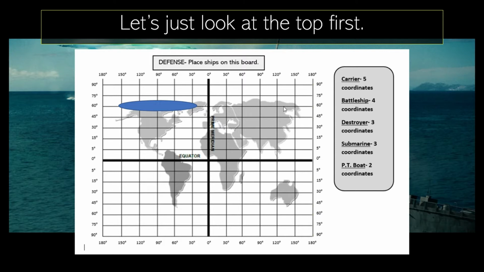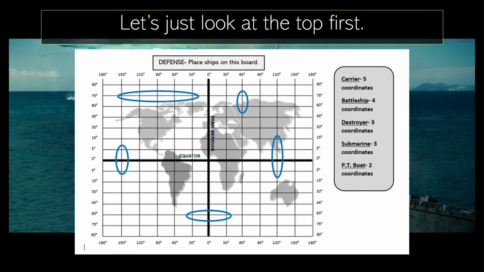Coordinates are any place on this map where the lines intersect or cross each other. You can put your aircraft carrier there. You can put it over here if you want to. Anywhere you want, anywhere on this board, as long as it's covering 5 coordinates. For your battleship, 4 coordinates, 1, 2, 3, 4. You can see that's covering 4 coordinates. Maybe you can put it here, or maybe decide to put it here. It doesn't matter. Okay?